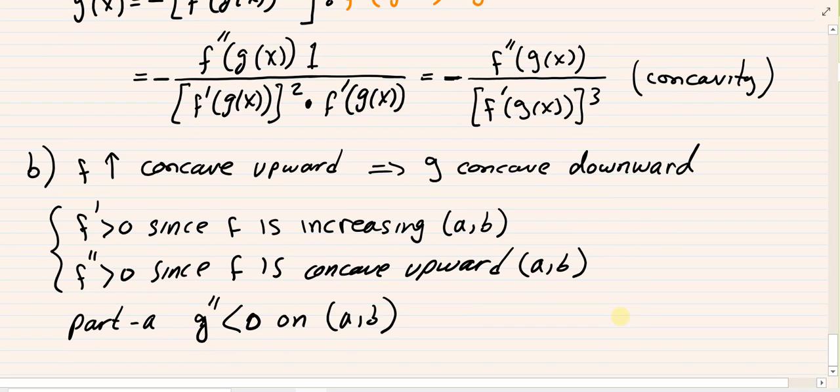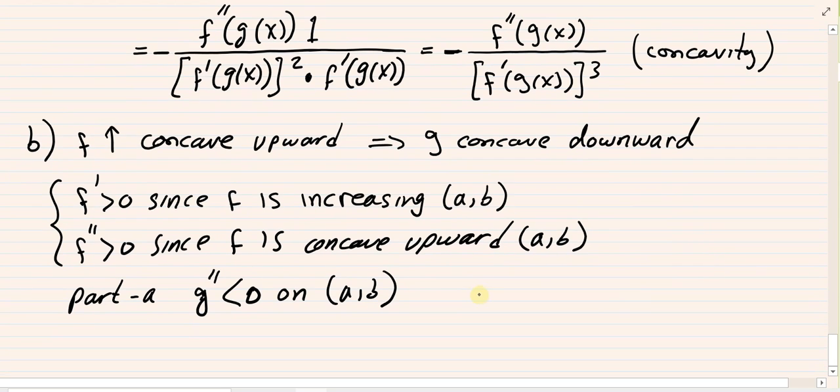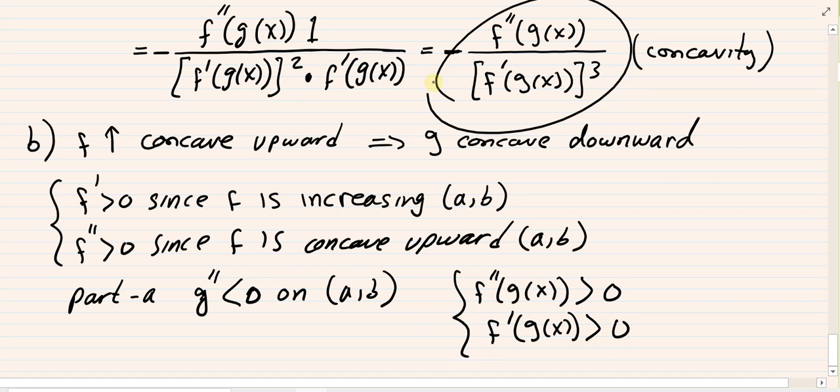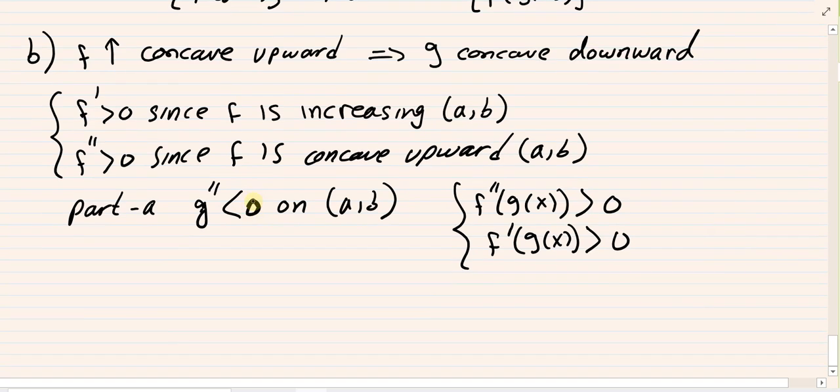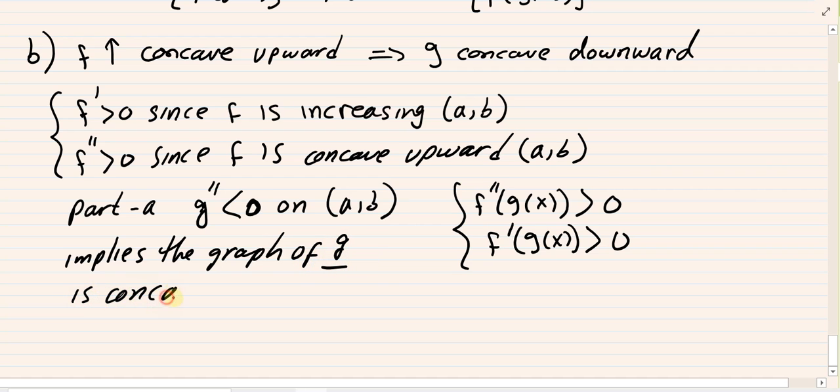And again, we just showed the numerator, let me write that, f double prime g of x, right? This is positive, and f prime of g of x is positive also. The components of the second derivative are both positive, and with the negative in front, that means g double prime is always negative, right? And that's what we wanted to show. So g double prime less than 0 on a to b, and that implies the graph of g, the inverse, is concave downward. That's of course over that open interval from a to b. Okay, so there you have it.